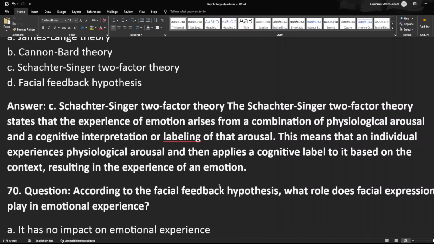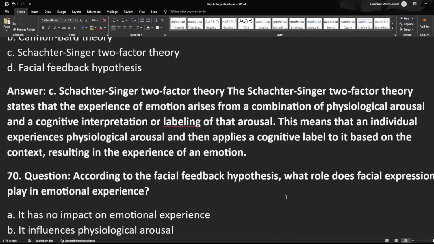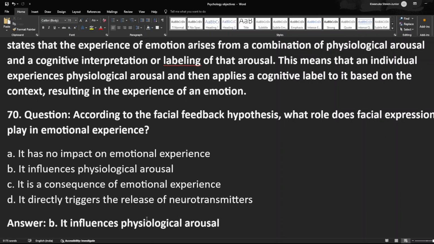According to the facial feedback hypothesis, what role does facial expression play in emotional experience? It has no impact? Wrong. It influences physiological arousal? Yes. So we have seen that facial feedback influences physiological arousal.